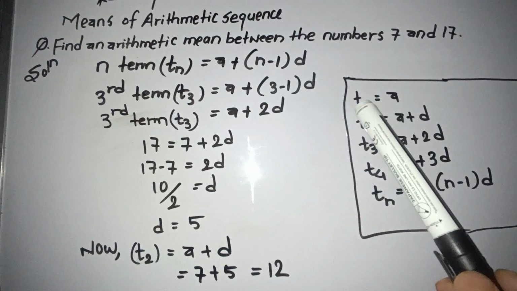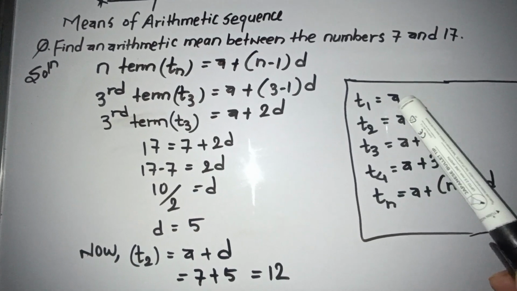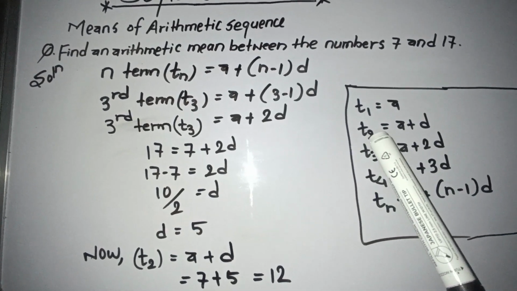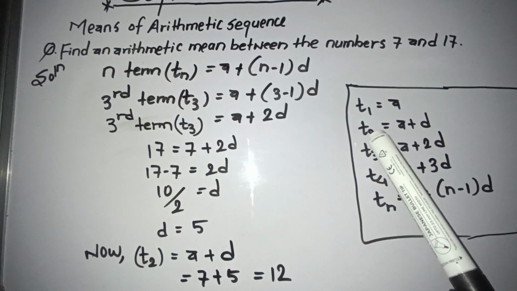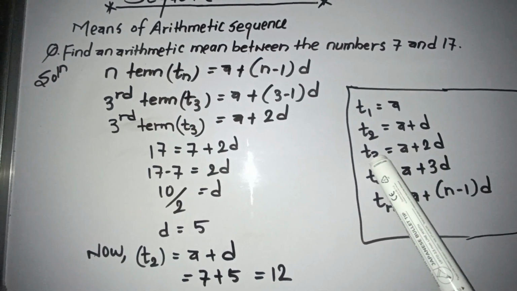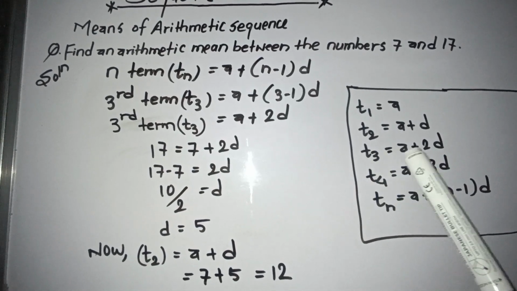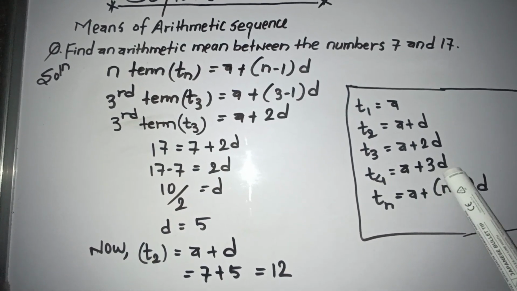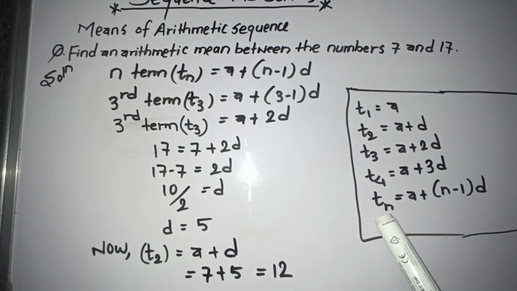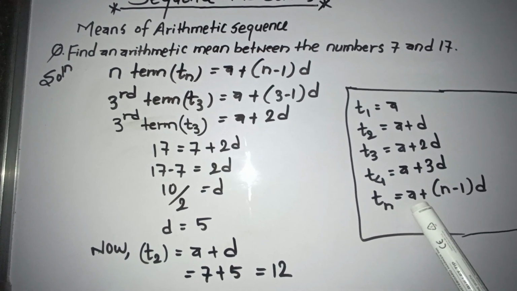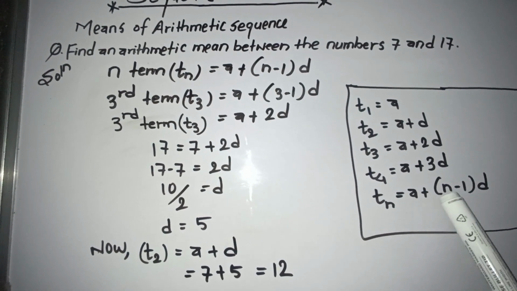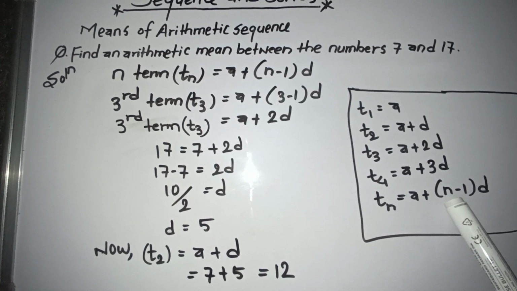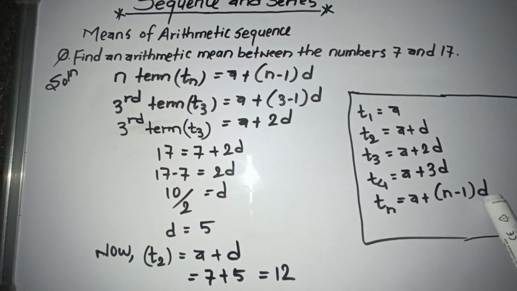If we need to calculate the first term, we represent it as a. If we need to calculate the second term, t2 equals a plus d. Similarly, the third term t3 equals a plus 2d, the fourth term equals a plus 3d, and if we need to calculate the nth term, tn equals a, the first term, plus (n minus 1) multiplied by d. N is the number of terms and d is the difference.